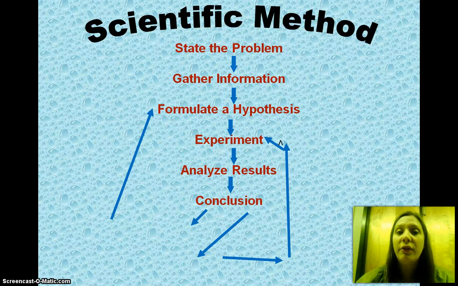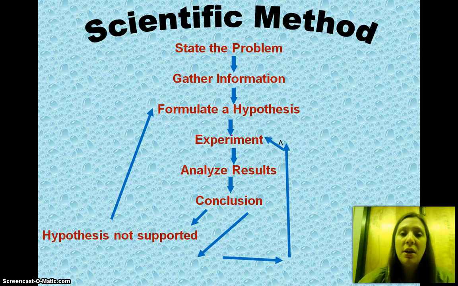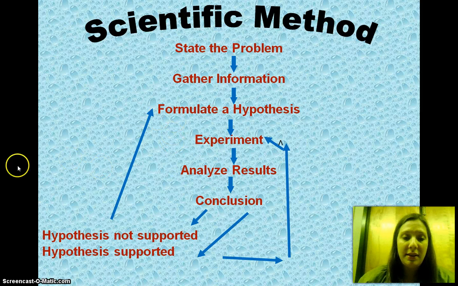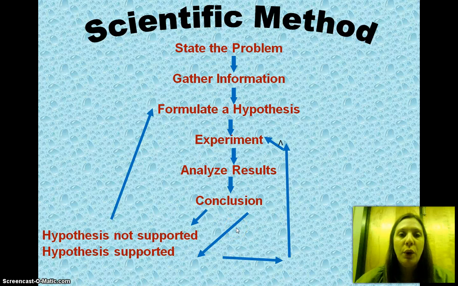The conclusion for any scientific experiment is either that your hypothesis is not supported or that your hypothesis is supported. So if your hypothesis is not supported, then you're going to go back and you're going to gather more information. You're going to come up with some new explanation. If your hypothesis is supported, then you'll go back and you'll repeat your experiment over and over, or you'll publish your results, and then some other scientist will repeat your experiment in order to confirm your conclusion.